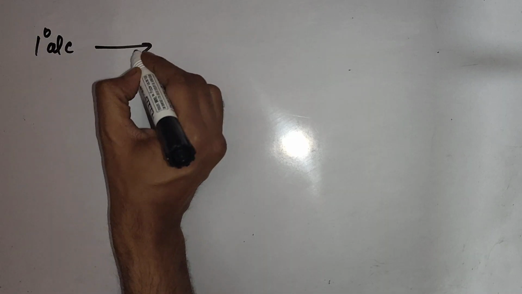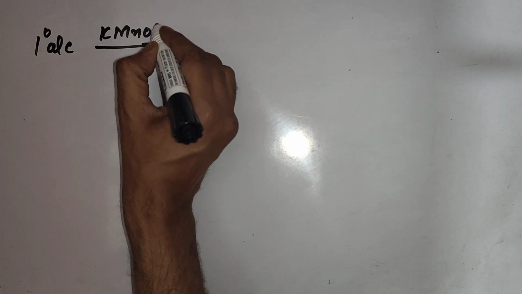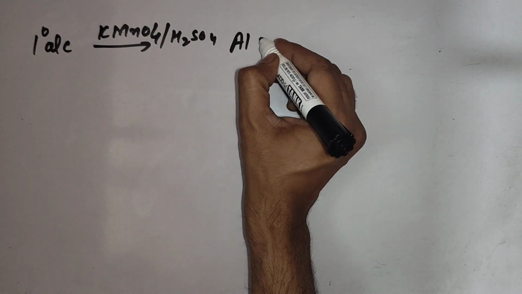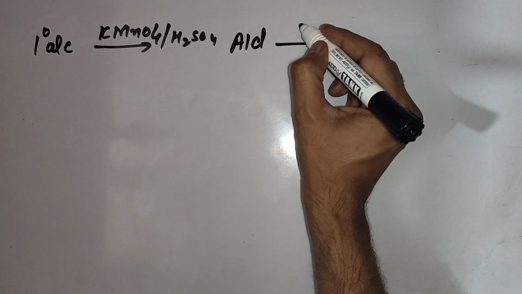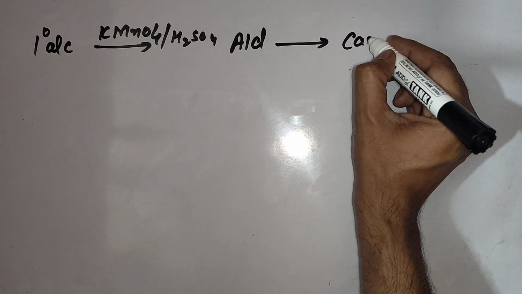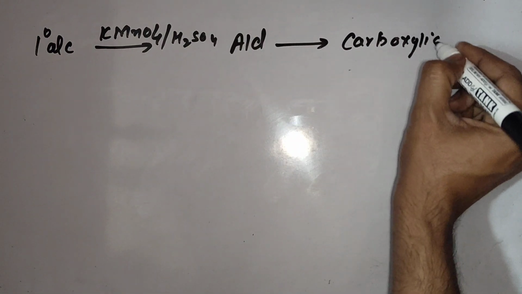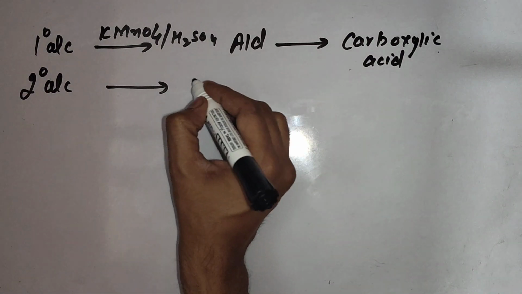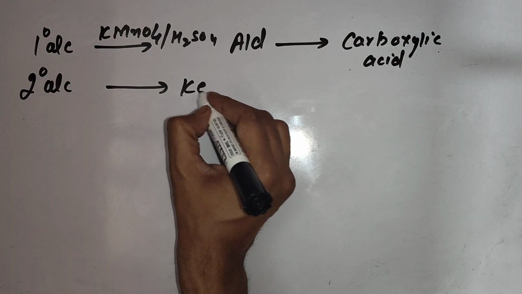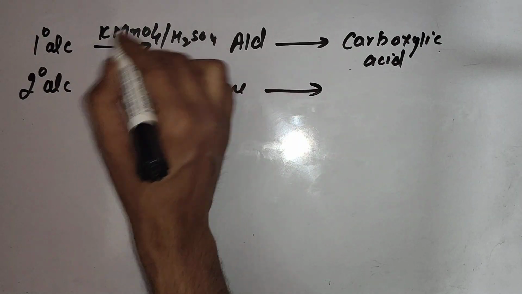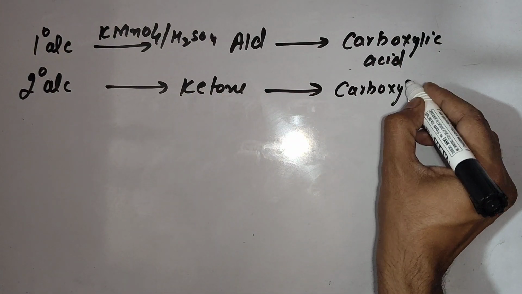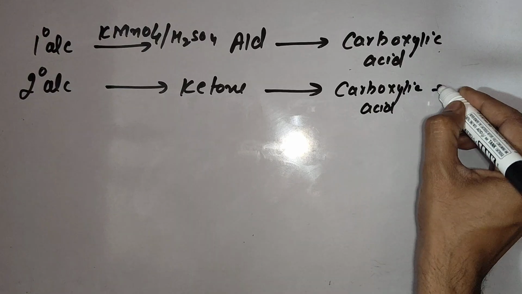Before that, let me recall. Yesterday I told you that 1 degree alcohol in the presence of KMnO4 and H2SO4, because it's a strong oxidizing agent, will first be converted to aldehyde, and then the aldehyde will be further oxidized to carboxylic acid. For 2 degree alcohol, if we are using KMnO4 as the oxidizing agent, first it will create a ketone, and because it's a strong oxidizing agent, it will oxidize the ketone further into carboxylic acid.